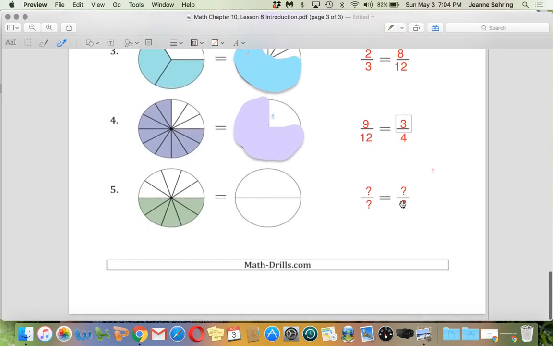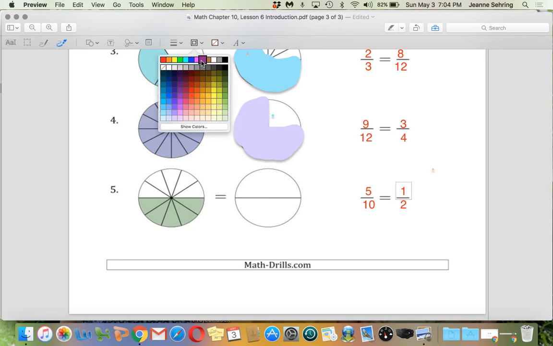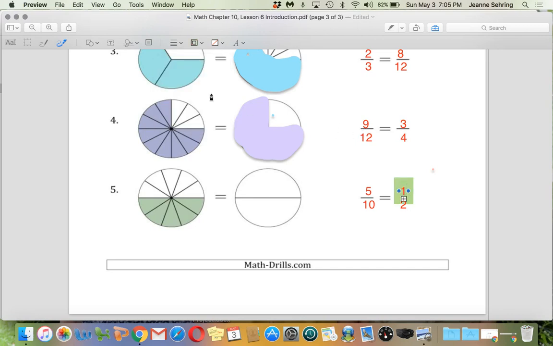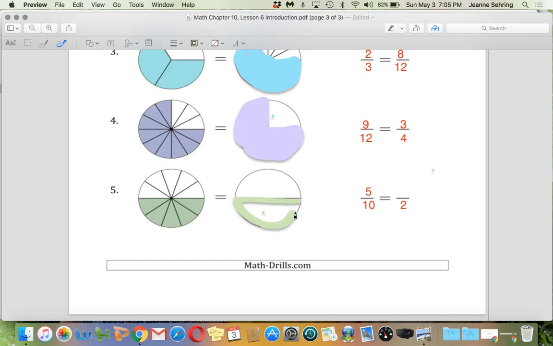Last one. This second circle is divided into 2 parts, and the first circle, 1, 2, 3, 4, 5, is divided into 10 parts. So in the first one, they've already shaded in 5 of the parts. And for me to make them equivalent, I would have to shade 1 of these parts to make it match. Now let's see if I go over here and grab this kind of pea green. We're going to try it again. We're going to pretend that that is not there. Good. Now, did I make it pea green? No. Let me try again. Okay, now we got it. Let's make you match the same amount shaded on the first circle as the second circle.